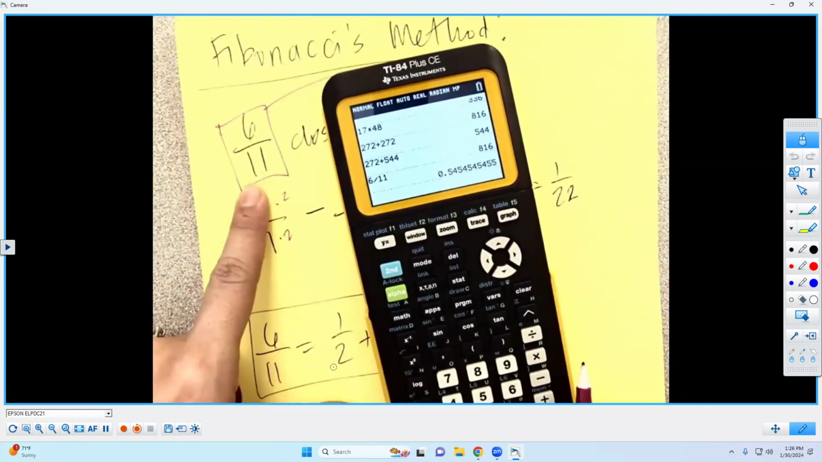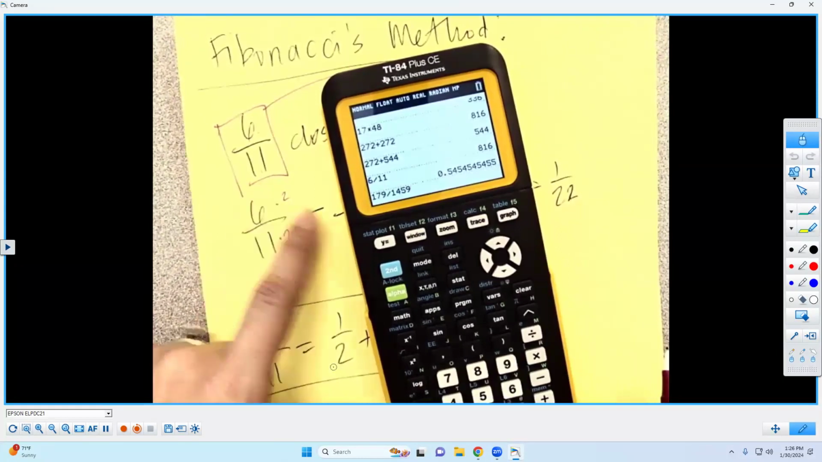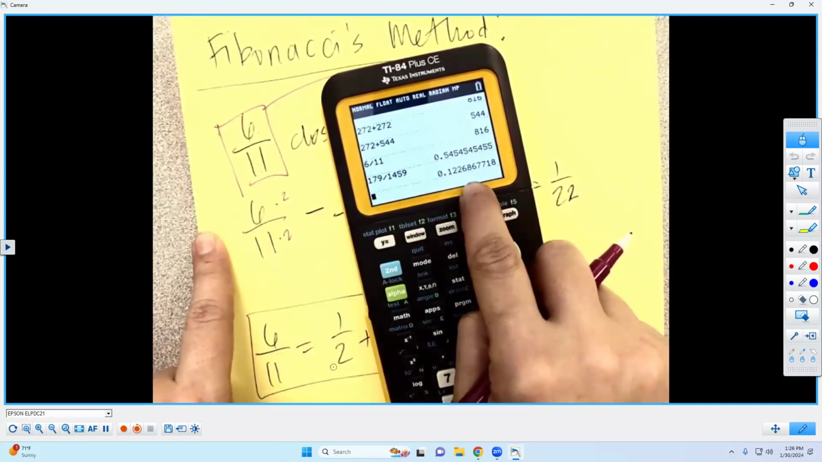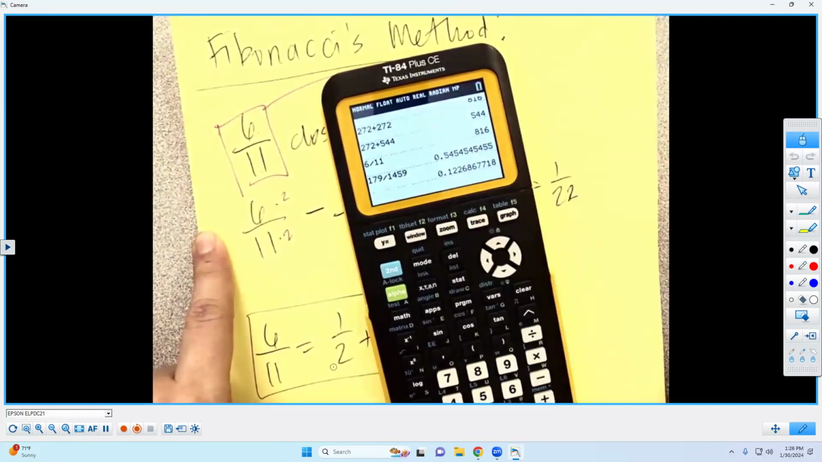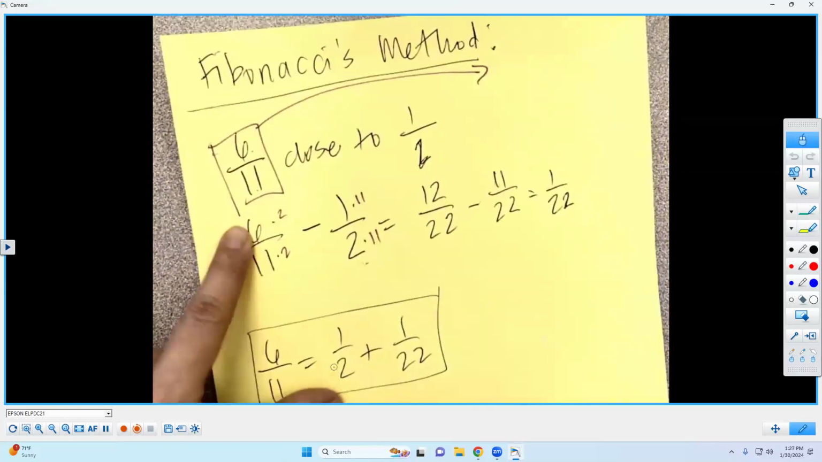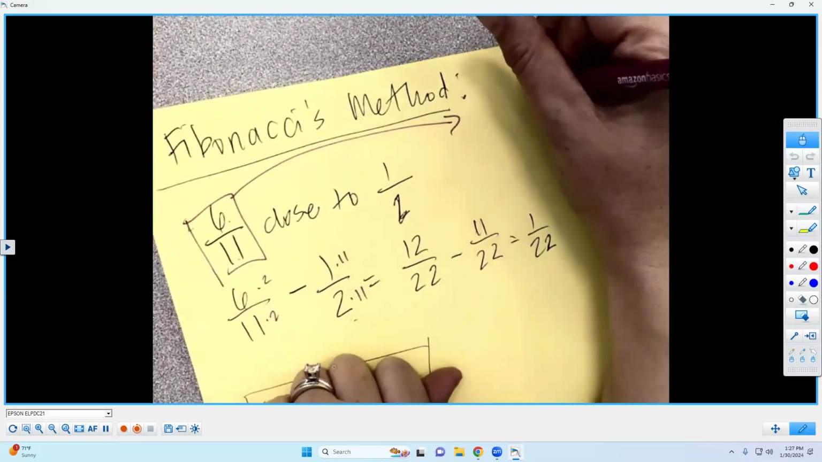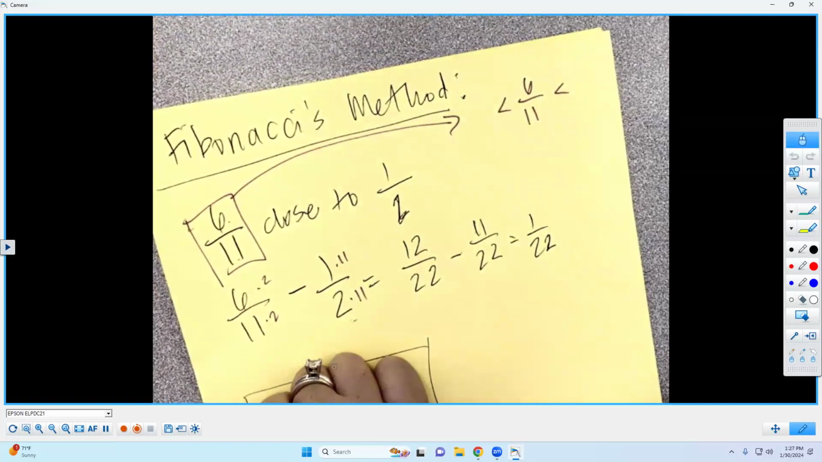The problem we come across is, what if I have 179 divided by 1459? Do you know what the biggest unit fraction to subtract out of that is? Even if I make that a decimal, 0.1226..., I don't know. Not a third, not a fourth, not a fifth. It's a lot of thinking. So a faster way to do it is to take 6/11. And the idea is I'm trying to figure out 6/11 is in between which two unit fractions.